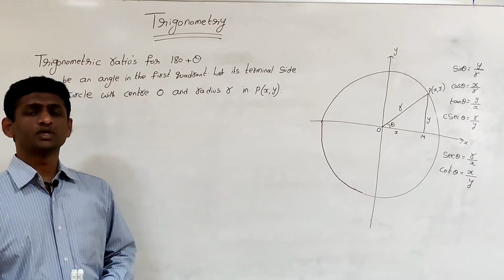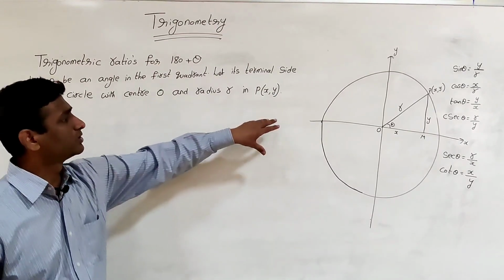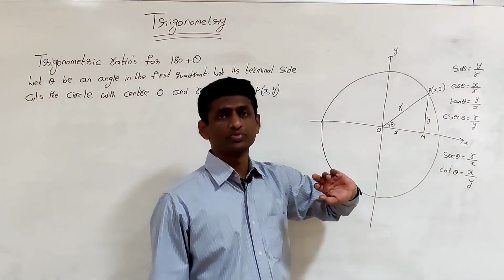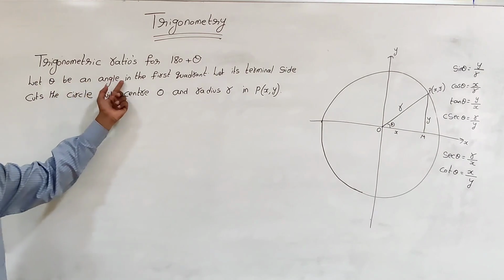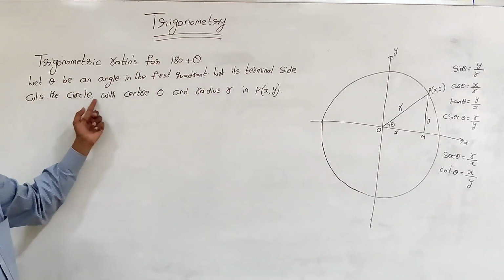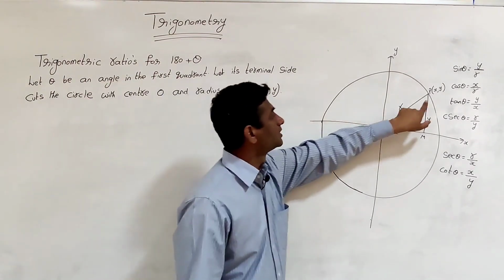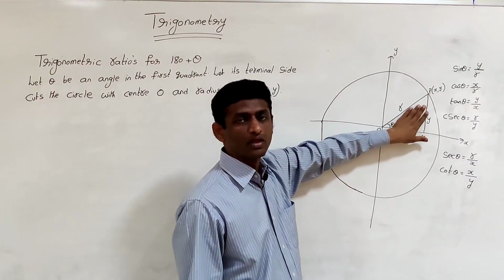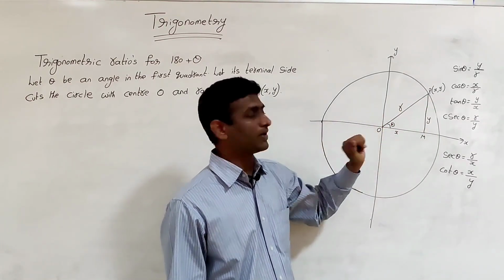Now we'll see the trigonometric ratio for 180 plus theta in the geometric plane. That is, OX is our initial ray, and let theta be the angle in the first quadrant, and let its terminal side cut the circle with center O and radius R in P(x, y). So this is our standard notation in the first quadrant. With respect to the first quadrant, we'll see the trigonometric ratio for 180 plus theta.